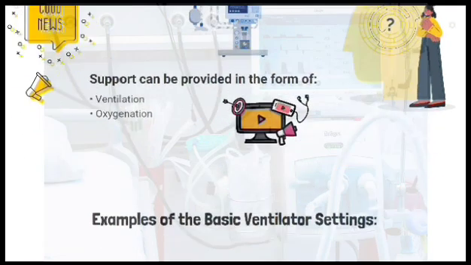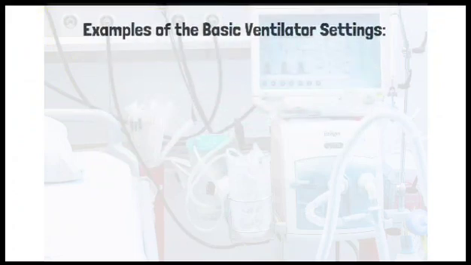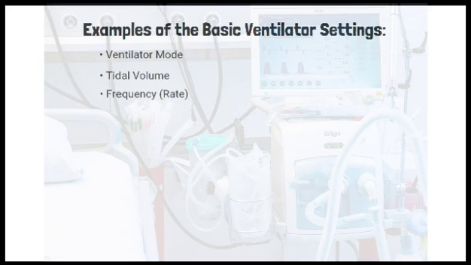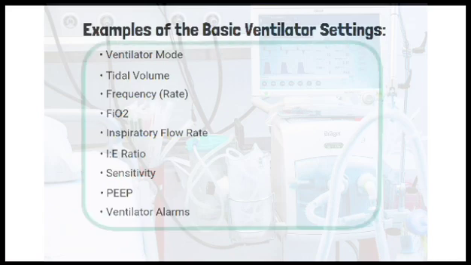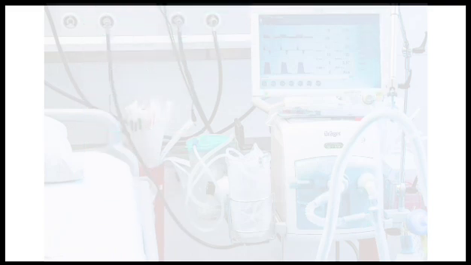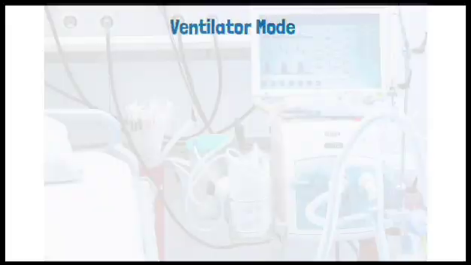Some examples of the basic ventilator settings include ventilator mode, tidal volume, the frequency or rate, FiO2, inspiratory flow rate, IE ratio, sensitivity, PEEP, and ventilator alarms. So if you're ready, let's go through each of these settings one by one so that you can truly learn how the machine operates and provides support for the patient. First, we have the ventilator mode.